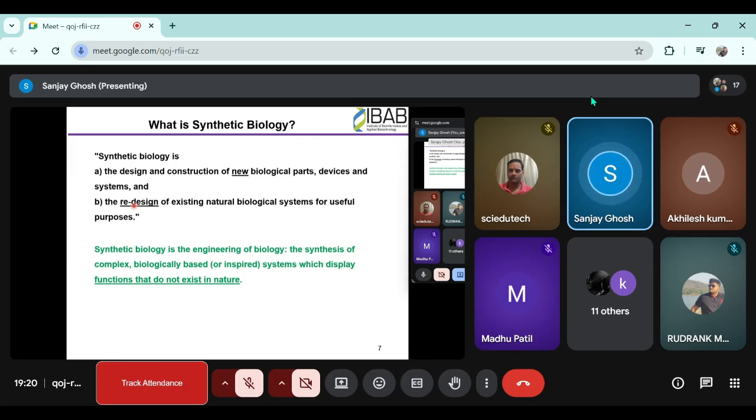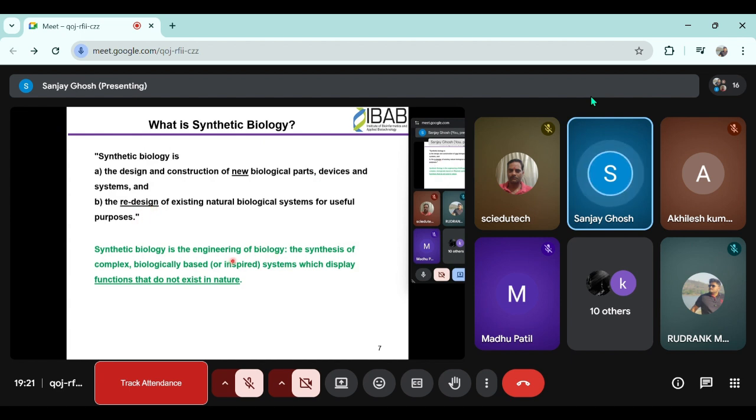Or we can redesign. That means I can take a yeast cell, change some of the genes of its own and make it do something that it naturally doesn't do. So that is also synthetic biology, right? Because naturally yeast doesn't do that, but I have changed the genome in some way so that it does something that I want. So either we can put something completely new or we can redesign. And for redesigning, we need these DNA assembly methods.